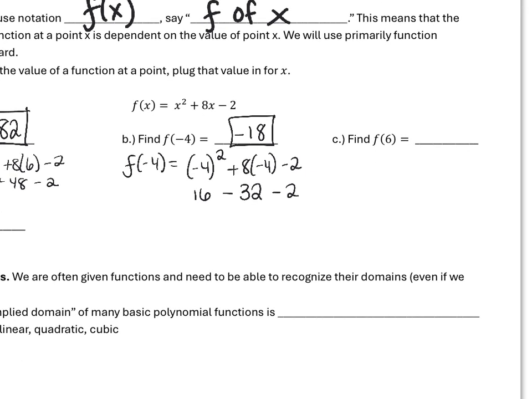F of 6, this is a typo. Let's do f of 0 here. So f of 0, if we plugged in 0 for every x, we'd say f of 0 equals 0 squared plus 8 times 0 minus 2. So f of 0 is negative 2, which is also our y-intercept. So the y-intercept is the same as saying f of 0.